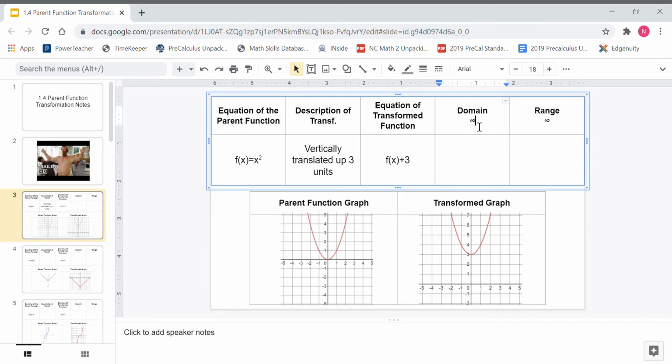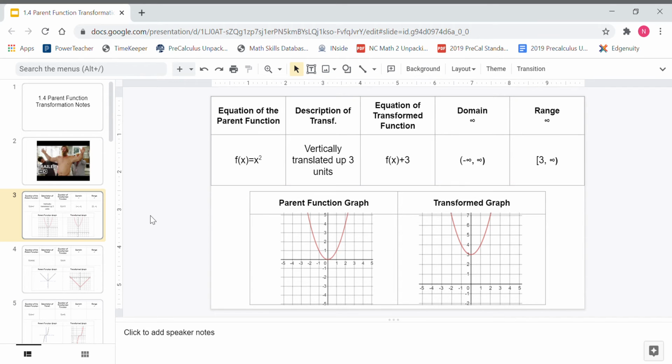That doesn't change the domain. I've got this little infinity sign there; you can copy and paste. So the domain is negative infinity to positive infinity, and your range changes from 0 to infinity to 3 to infinity. And that's all the information we can say about that.